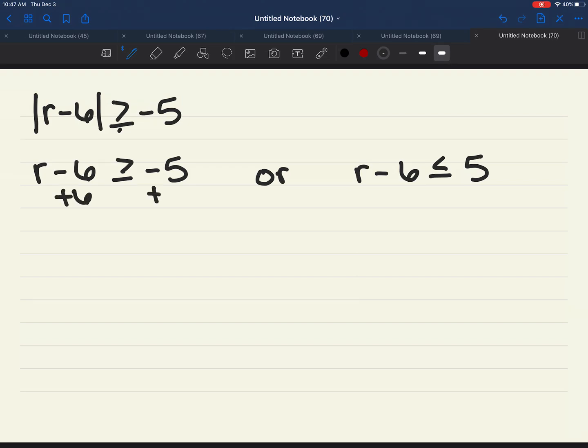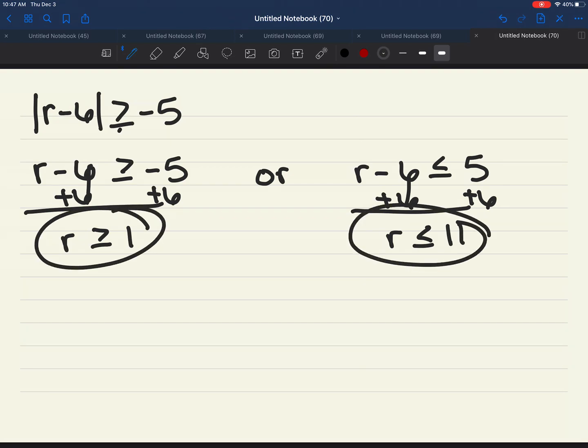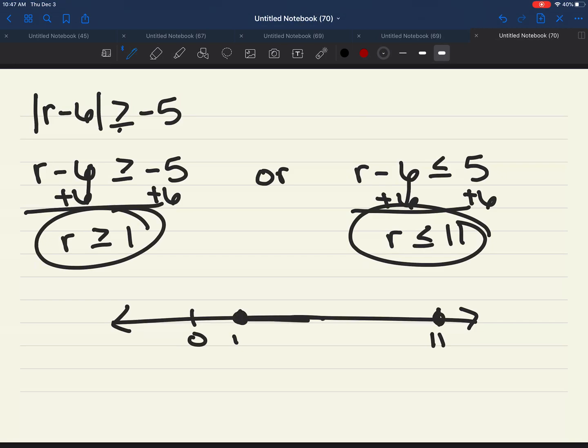You add 6 on both of them. Okay. What's -5 plus 6? And what's 5 plus 6? 11. So you get r is greater than or equal to 1. R is less than or equal to 11. Closed circles, pointing towards each other. So if I have a closed circle that's going to the right and also a closed circle going to the left, but it's an or statement, what does that look like?